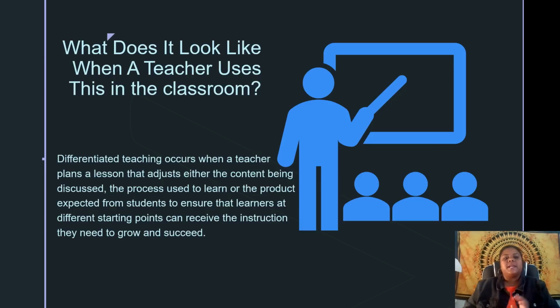Okay, what does it look like when a teacher uses this in the classroom? Differentiated teaching occurs when a teacher plans a lesson that adjusts either the content being discussed, the process used to learn, or the product expected from students to ensure that learners at different starting points can receive the instruction they need to grow and succeed.